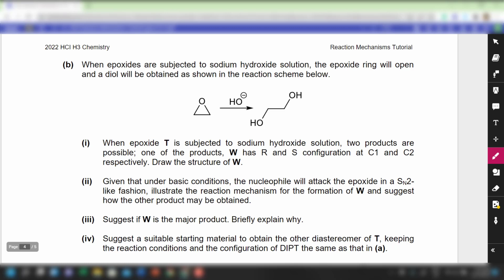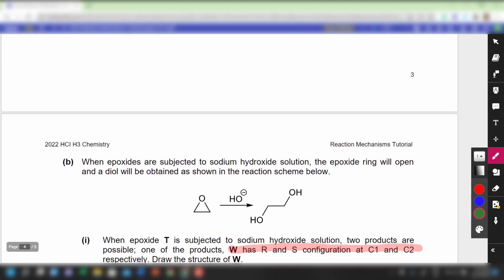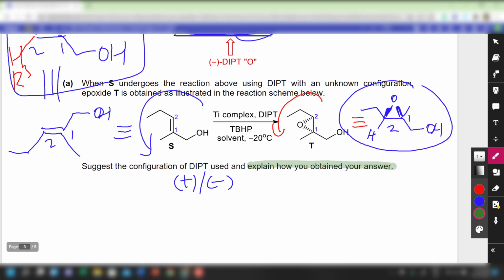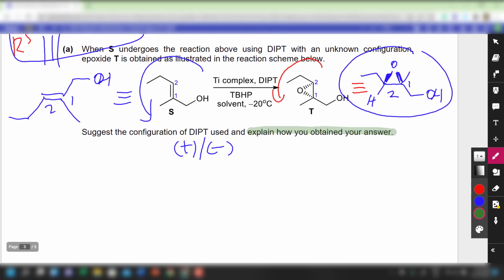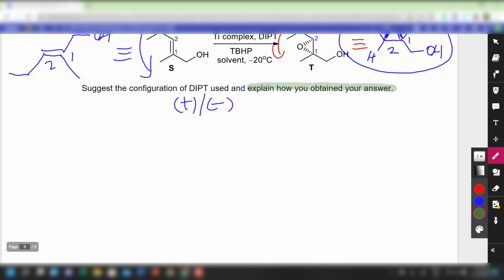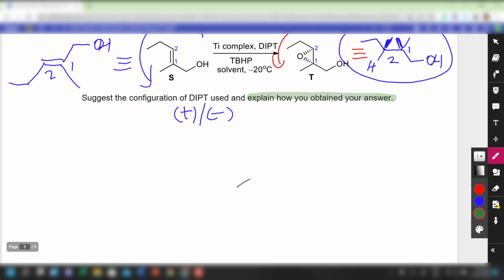One of the products, W, has RS configuration. Okay, so let us take note of this. RS configuration at C1 and C2 respectively. Okay, so now the first thing we need to do is I think we need to redraw T. So if I'm going to draw T, T will actually look like this, projecting inwards like this.